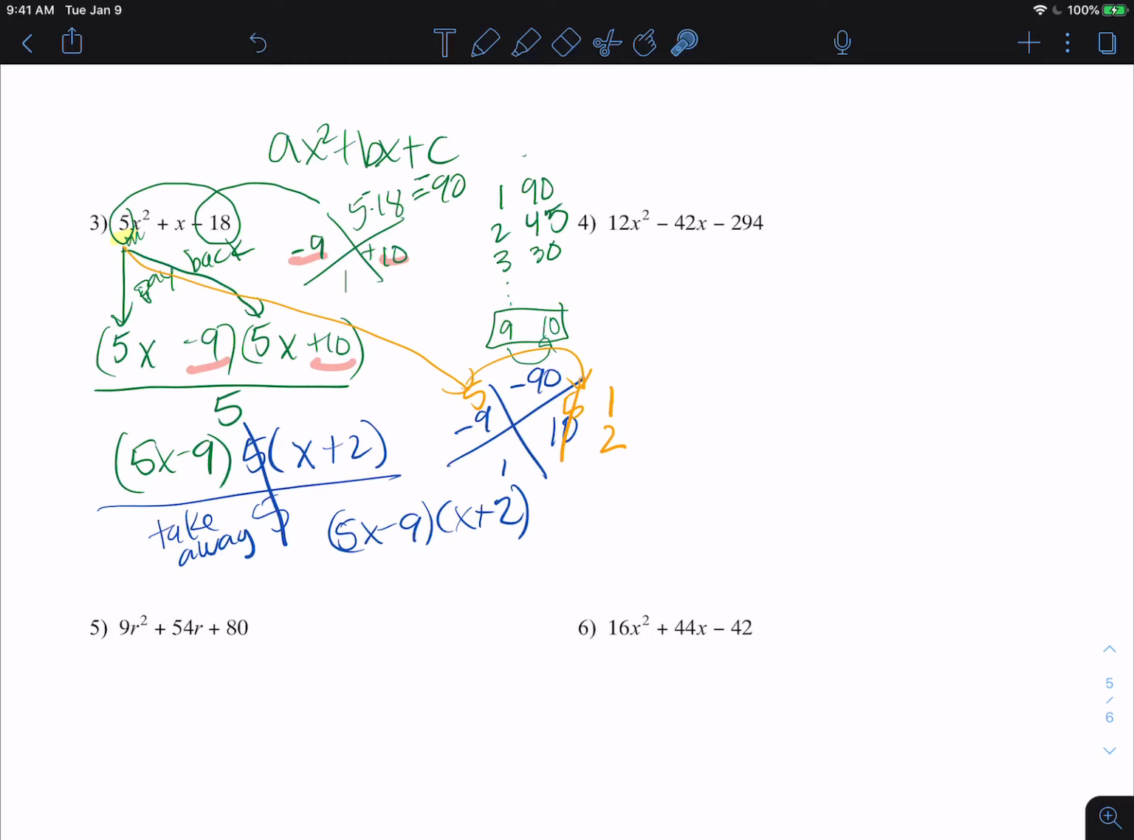So the way that I take this is your first number with the x, this is your number that's by itself. This is your number with the x, this is the number by itself. So 5 and negative 9 turn into 5x minus 9, and 1 and 2 turn into 1x plus 2, and then I don't need to write the 1 with the x. Okay?